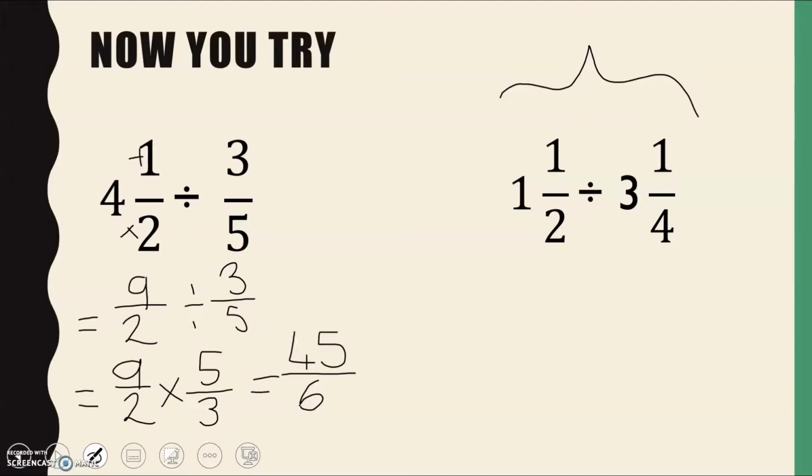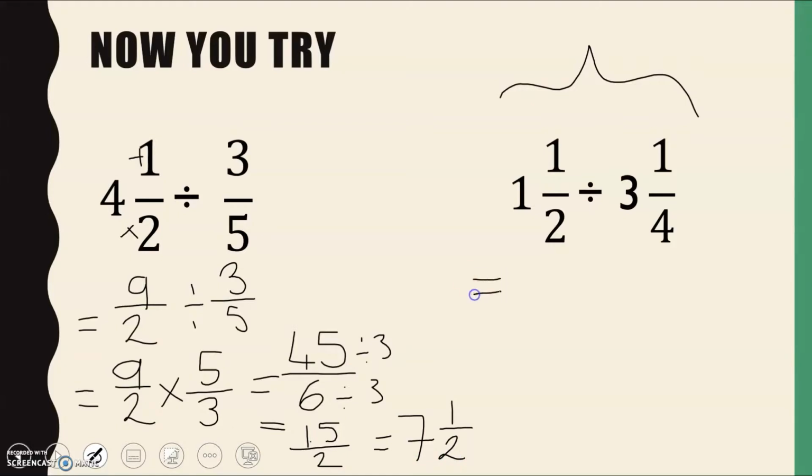45 and 6 are both in my 3 times table. So that is going to give me, what's that, 15 over 2. And then 2 can go into 15 7 full times with 1 left over. So we get 7.5 as my answer there.